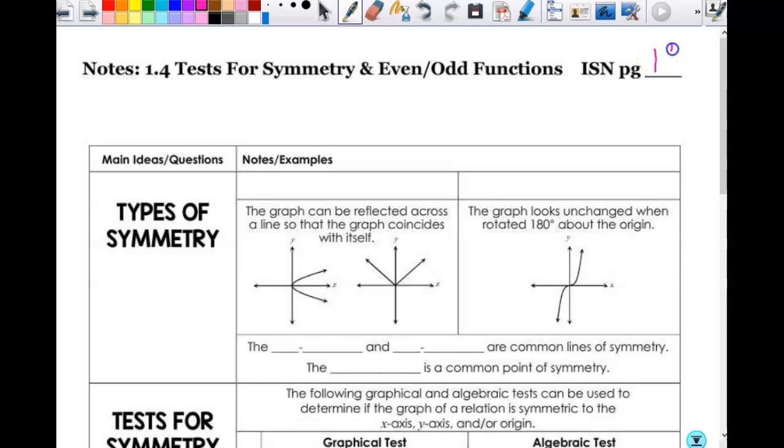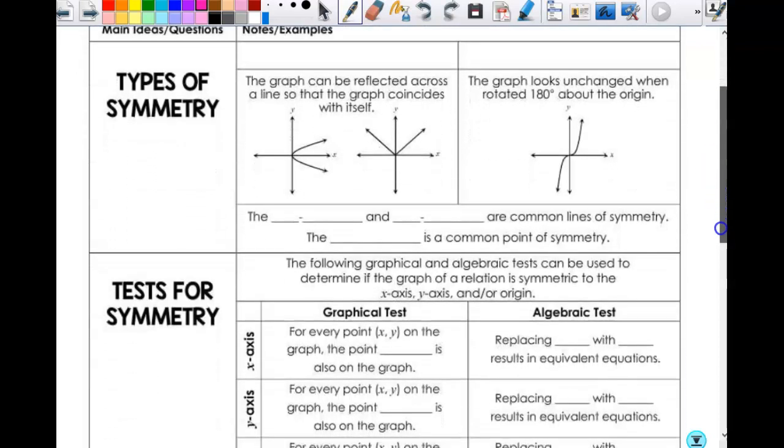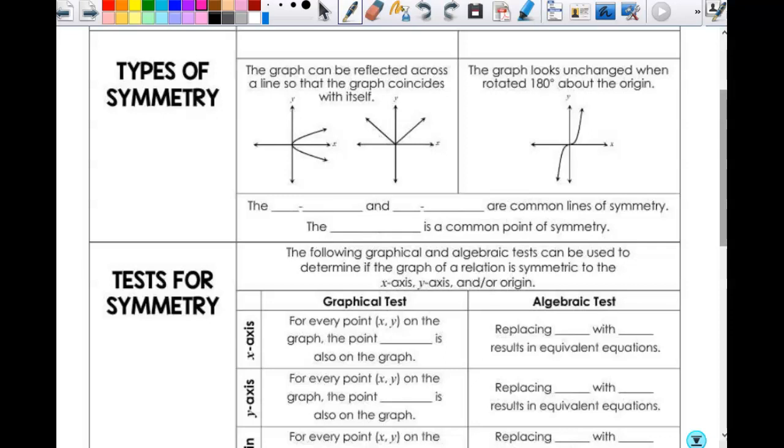All right, so 19. We're going to look at tests for symmetry and even and odd functions. And this may be something you touched on a little bit in Algebra 2. I don't think that if you did, you spent a whole lot of time on it. But the symmetry aspect of this, you've been talking about symmetry like forever. And algebraically, you've been looking at symmetry since it was in 8th grade math, it was in geometry, and then a little bit in Algebra 2 for sure, at least a little bit.